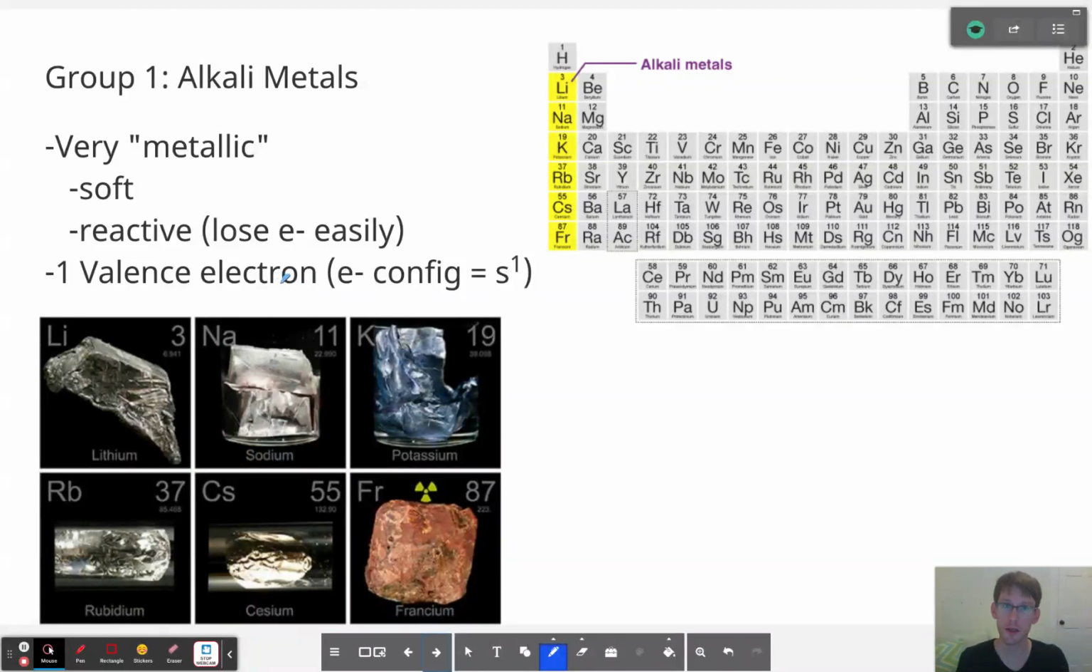Unless, of course, we're talking about the group 18 elements, the noble gases, which don't need to gain any. They have full outermost shells. More on that in a minute. So the outermost electron configuration for any alkali metal is s1. We have lithium, that'll end with 2s1, sodium will end in 3s1, potassium in 4s1, et cetera.